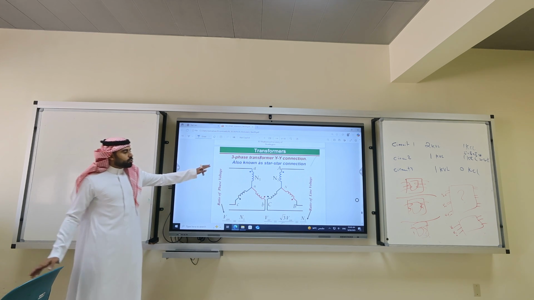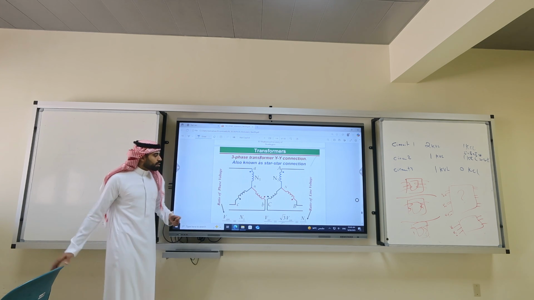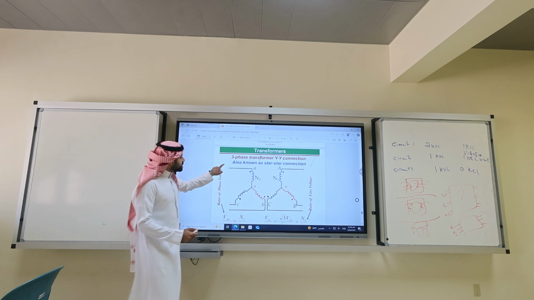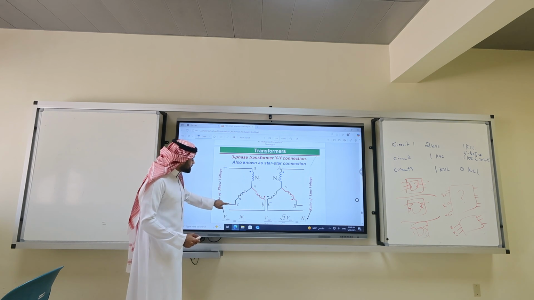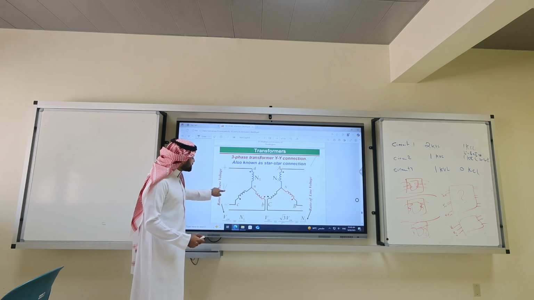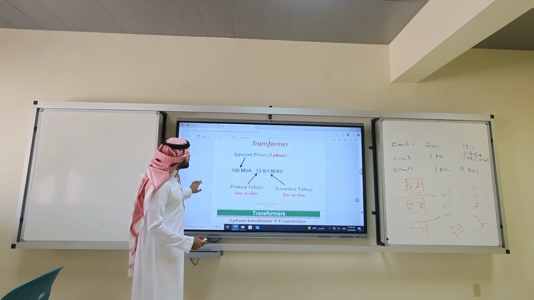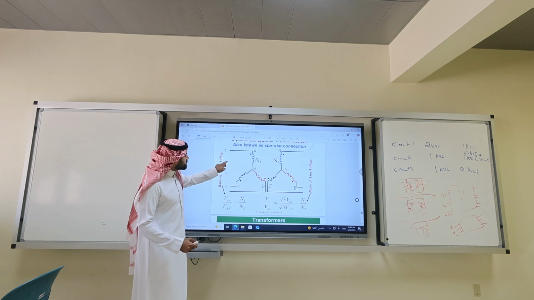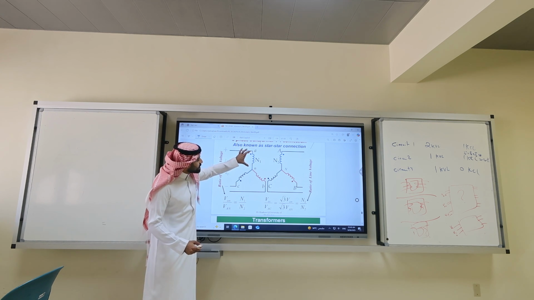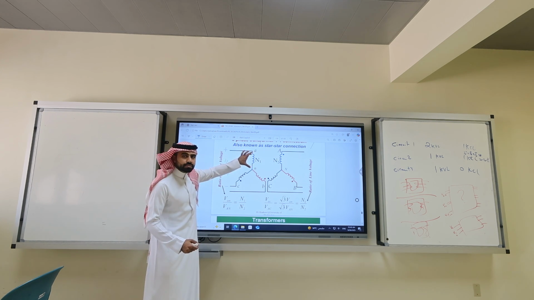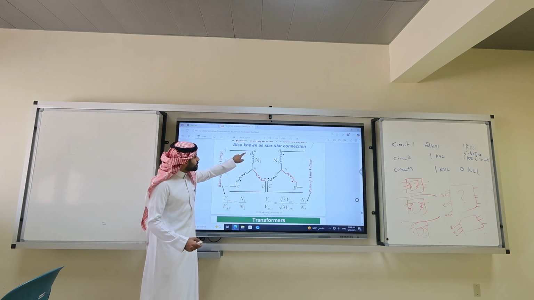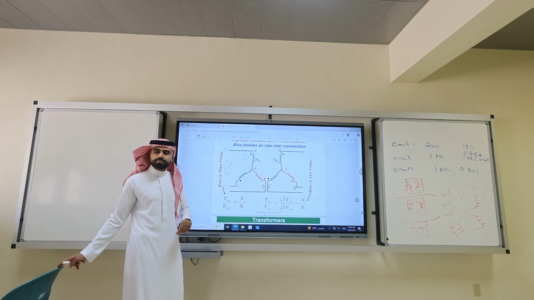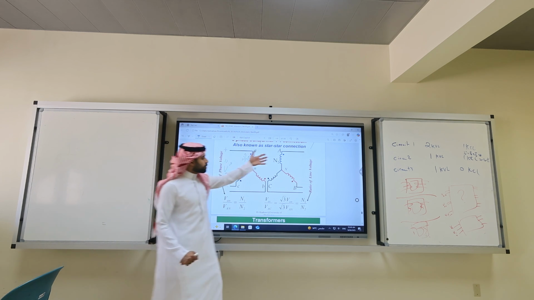Let's say you connected Y to Y. What is the voltage here between A and C? VAC. So if he tells you this one is 13.8, it means you have here 13.8. What is the phase voltage if you connected Y? 13.8 divided by square root of 3. Agree with me? Yes. Same for the output.